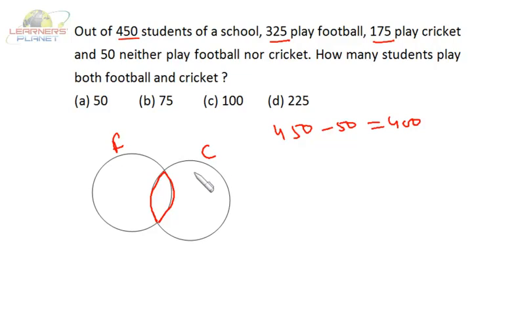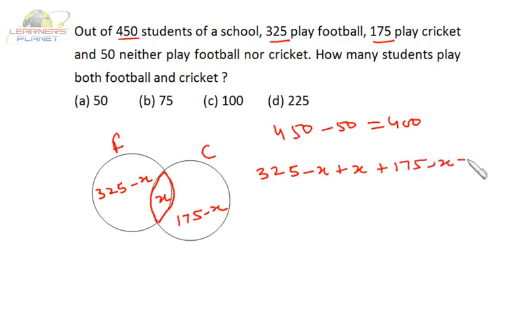Now let's say X students are there who are playing both the games. So it's X. Now the complete total of this circle is 325. That means this part will be 325 minus X. Okay. And the complete total of this circle is 175. That means only this part will be 175 minus X. Okay. And the total of all these three will be 400. That is 325 minus X plus 175 minus X is equal to 400. Now we can solve it. 325 plus 175 is 500, minus 400 is equal to X. So X is 100. Okay. Very simple problem. I hope you are clear. Let's take the next problem.